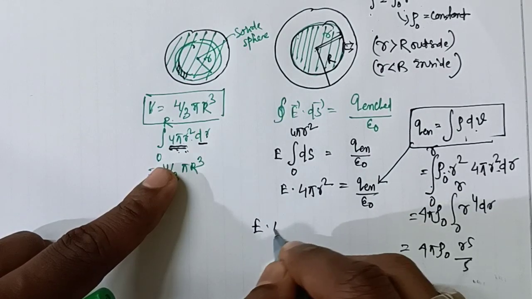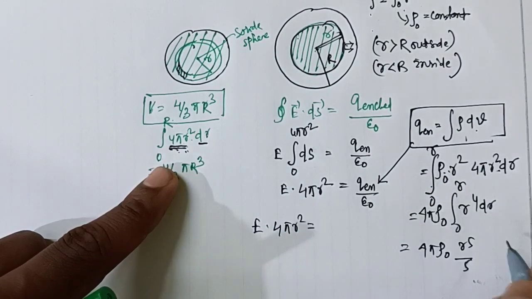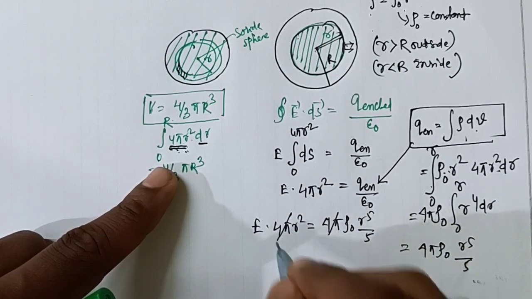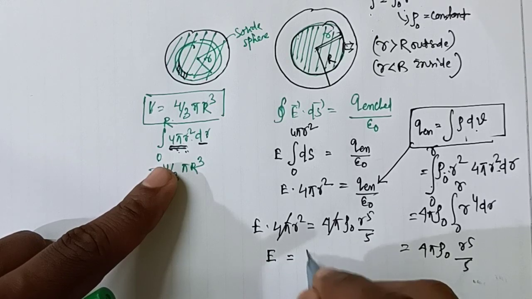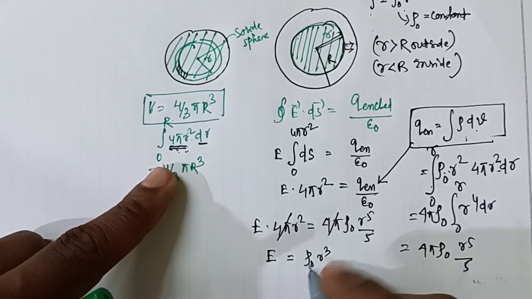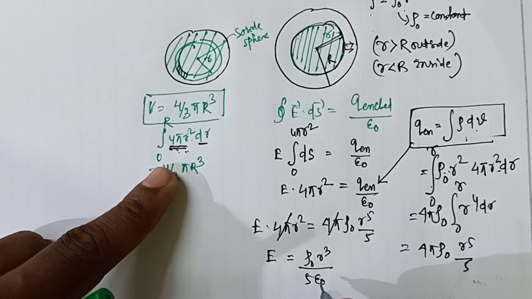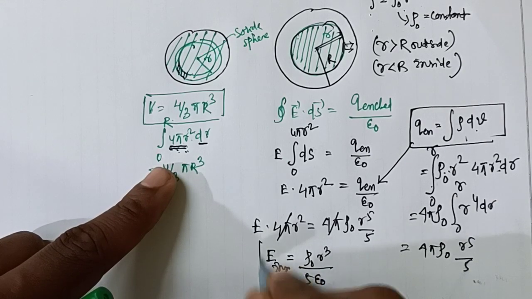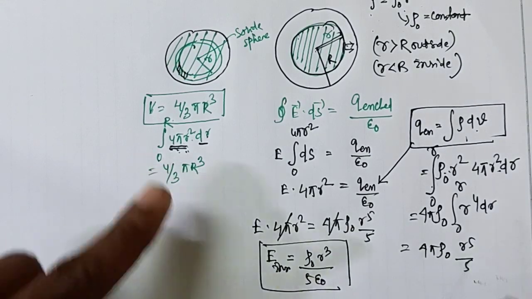So this is E into 4 pi r square. Q enclosed can be written as 4 pi rho naught r⁵ upon 5. So these things have been cancelled out, and E you are getting rho naught r³ upon 5 epsilon naught. This is probably the answer coming in the inside region. I hope the scenario is pretty clear to everyone.